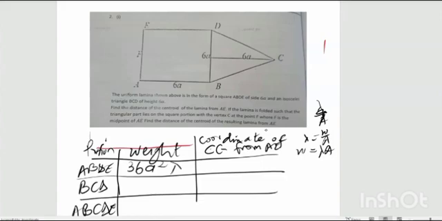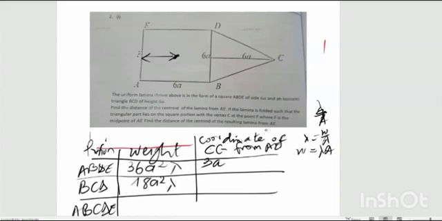That of BCD is a triangle, half base times height. Half of 6a times 6a will give us 18a squared lambda. That is the weight. Now the coordinate of the center of gravity from AE. This is our point here. This is the center of gravity. This is a square, so it is halfway. So from AE, the vertical is 3a. This is the center, half of 6a is 3a.